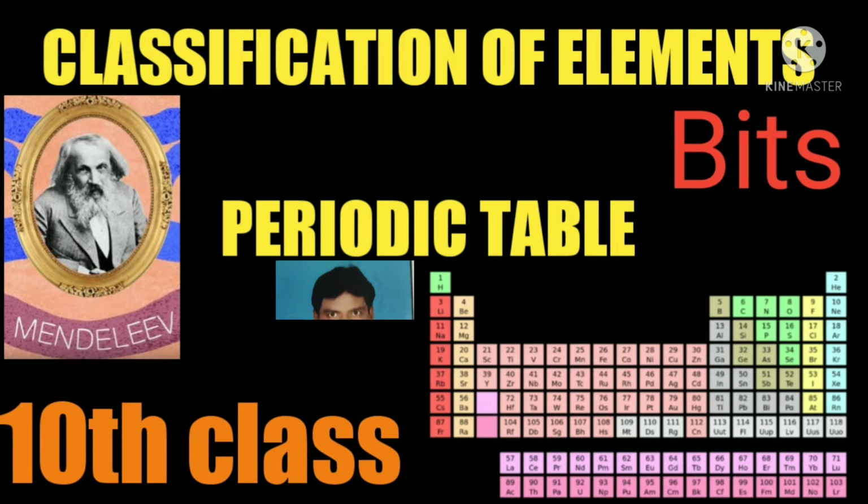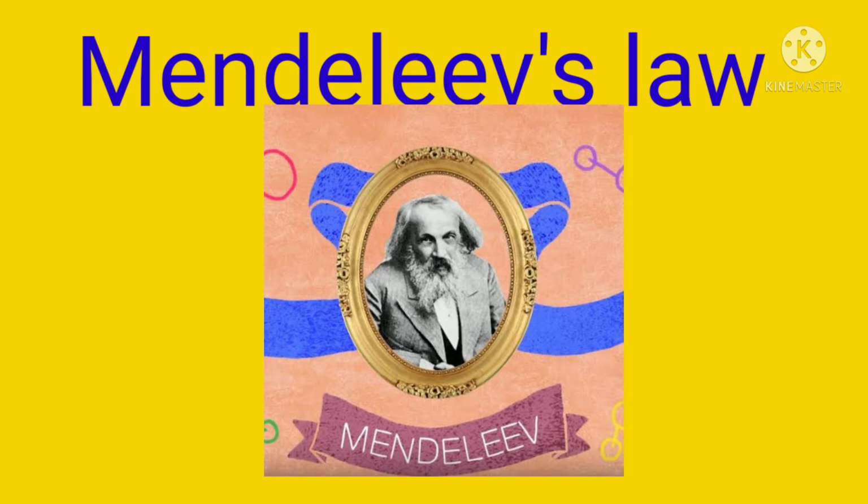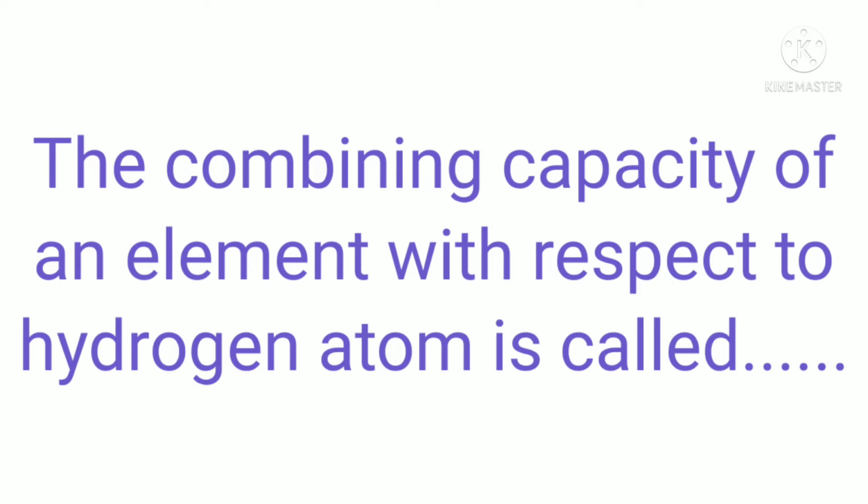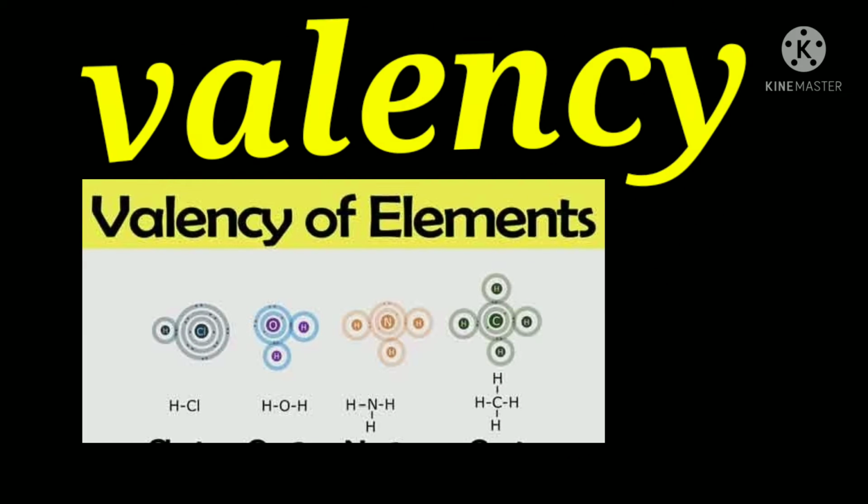Okay, ready? The physical and chemical properties of elements are periodic functions of their atomic weights is the principle called Mendeleev's law. The combining capacity of an element with respect to hydrogen is called valency.